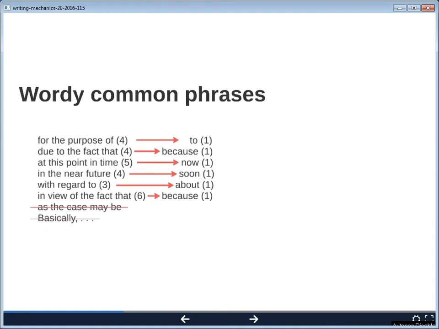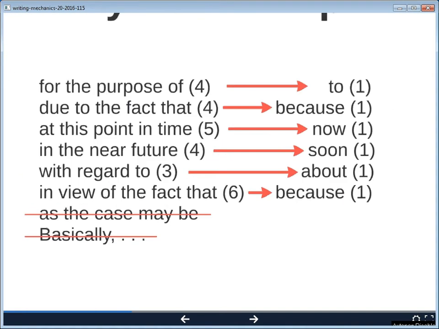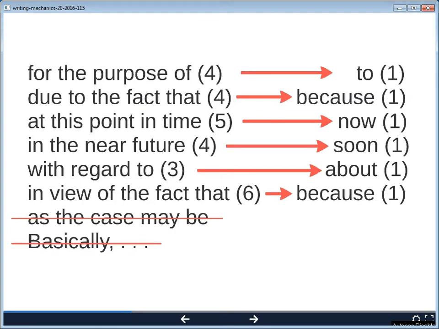Some really common wordy phrases. Why write for the purpose of when you could simply write to? Get rid of due to the fact that and replace it with because. At this point in time, no, all you mean is now. In the near future, you mean soon. With regard to, about. And my favorite, in view of the fact that. This is 6 totally unnecessary words. All you really need to write is because.